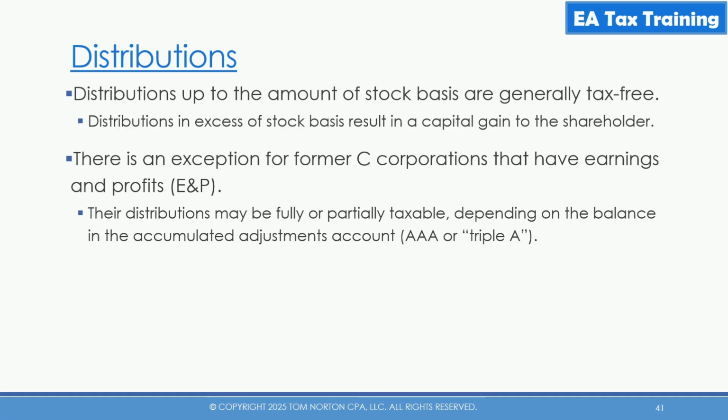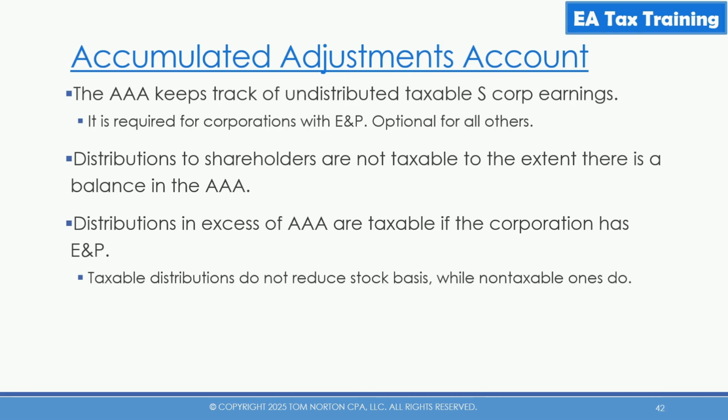There is an exception to this tax-free treatment of distributions for former C Corps that have earnings and profits. Their distributions may be fully or partially taxable depending on the balance in something called the Accumulated Adjustments Account, or AAA. So let's look at AAA. The Accumulated Adjustments Account keeps track of the undistributed taxable S Corporation earnings. It is required to be kept. You have to keep track of AAA for any corporation that has earnings and profits. In other words, you used to be a C corporation, you had earnings and profits, you converted to being an S corporation, then you must keep track of your AAA. It is optional for everybody else.